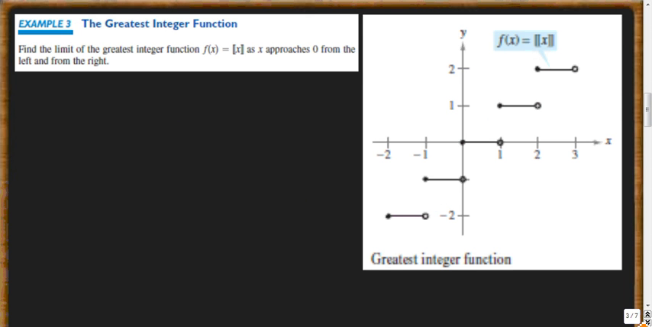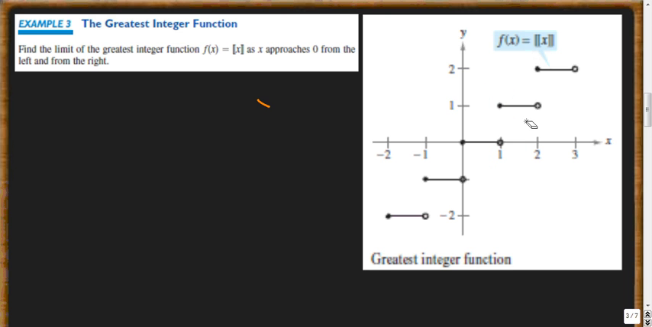Okay, so now it asks us to find the limit of the greatest integer function, which is this. In case you have a hard time seeing, it looks like this. As x approaches 0 from the left and from the right. Okay, so let's pick a point that we want to use. So let's pick the point 1.